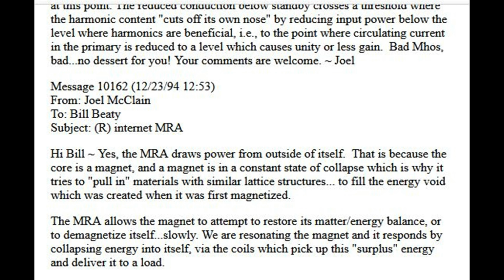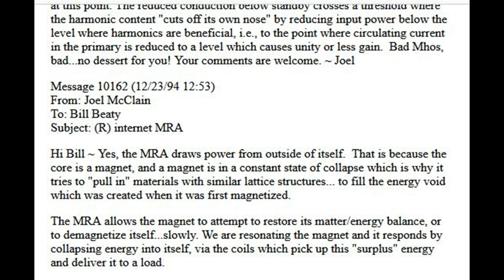Message 10162, December 23, 94, 12:53. From Joel McLean to Bill Beatty. Subject, Re: Internet MRA. Hi Bill, yes, the MRA draws power from outside of itself.